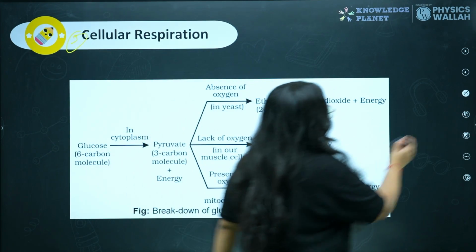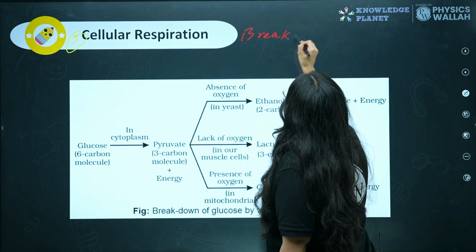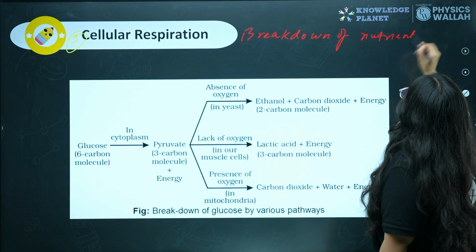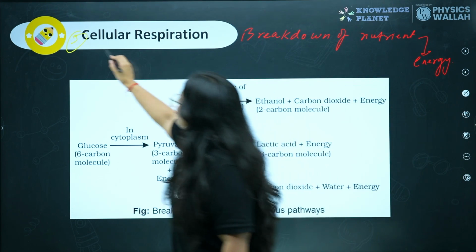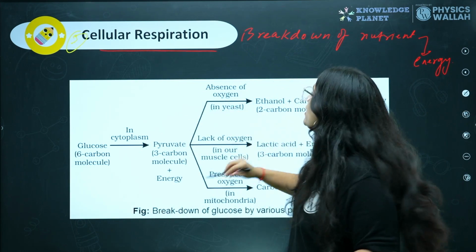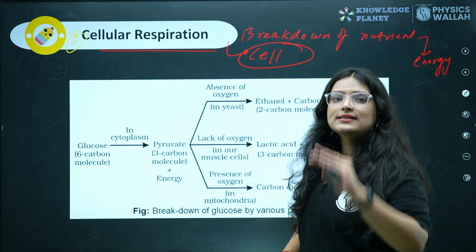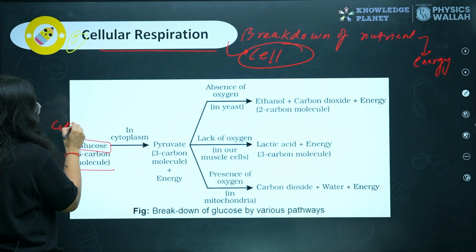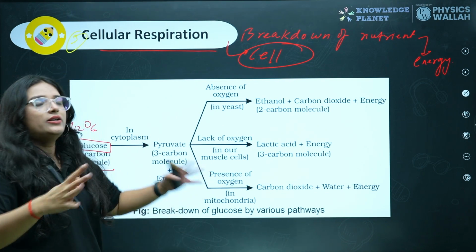So during cellular respiration, what will happen? Cellular respiration is the breakdown of nutrient, or you can say glucose molecule, to obtain energy from it. And that process is cellular respiration. Now, this happens in different spaces. Here we are talking about this happening within a cell. Okay. Let's start with it. We have a 6-carbon molecule glucose, C6H12O6.